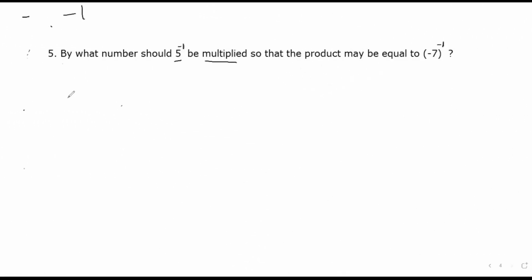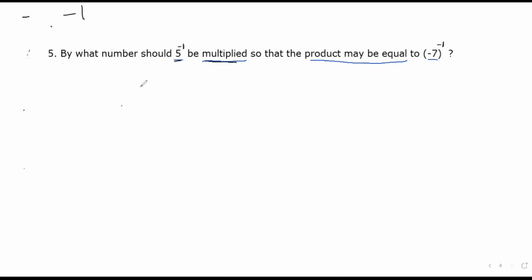So let us go with the fifth one. Let us see what they're asking us to find out. By what number should 5 to the power of minus 1 be multiplied so that the product may be equal to minus 7 to the power of minus 1? Let us see how we can solve it. They are asking what number should be multiplied with 5 to the power of minus 1.